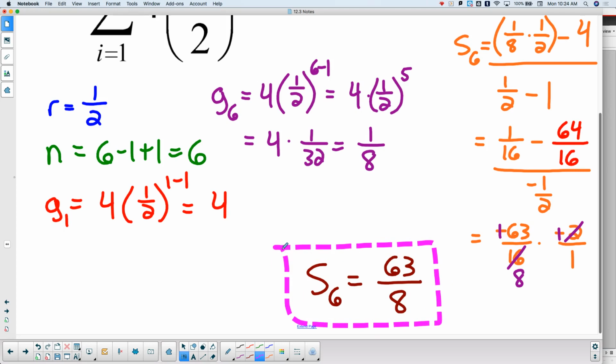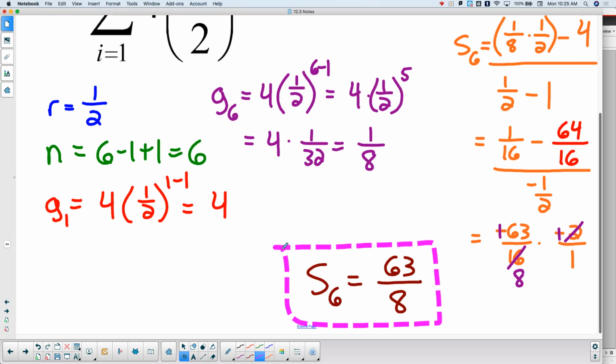I told you, it's not hard work though. You know what I mean? There's just a lot of it. It's a lot of computational math today. And unfortunately, there's no way around it, because geometric terms aren't nice and neat where they're always the same gap between the terms.